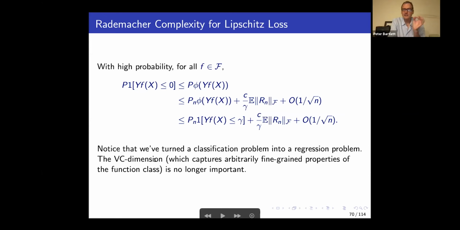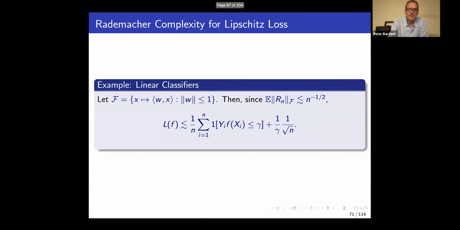And this is a thing that captures these arbitrarily fine-grained properties of the function class, but it might not be important on this side, right? It may be that our real-valued function class, before we threshold it, has much lower complexity, and we'll see a few examples like that. Okay, here's a nice simple one.